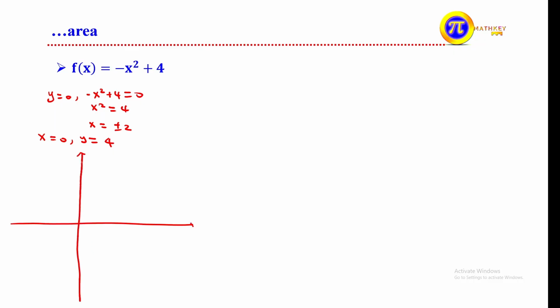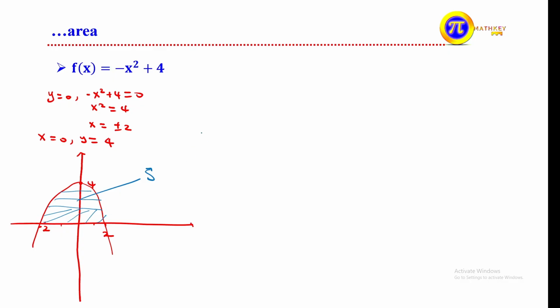We sketch our graph. So when x is 0, the value here is 4. When y is 0, the values here are negative 2 and 2. The coefficient of x square, since the degree is 2, or it is quadratic, is negative, so this shows that the graph opens downward. According to the given information, we will try to find the area between what? The graph of our function f of x and the x-axis, it says. This is the area of our region that we want to find.